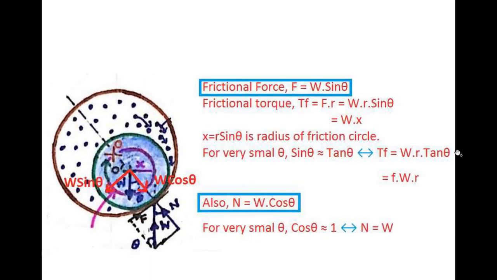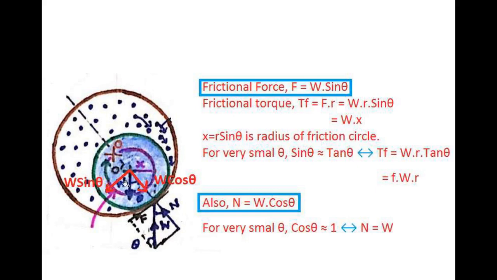Now come to this slide. It is an easier approach than the earlier. This is the normal reaction N acting on the point of contact of journal and bearing. This is the W load, the radial load on the journal. This is the frictional force F. The resultant of F and N is again W.